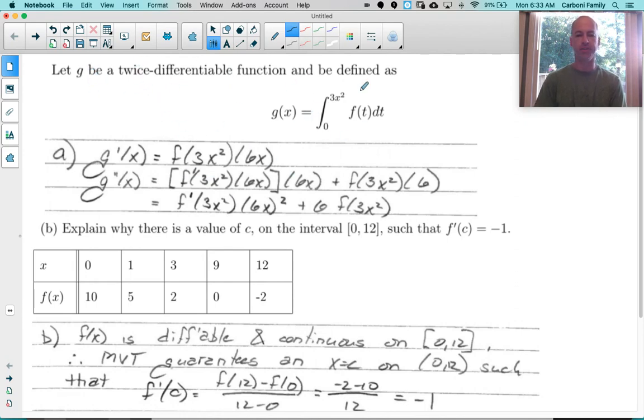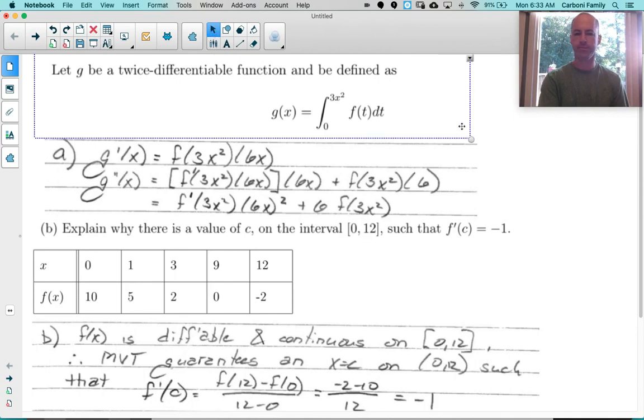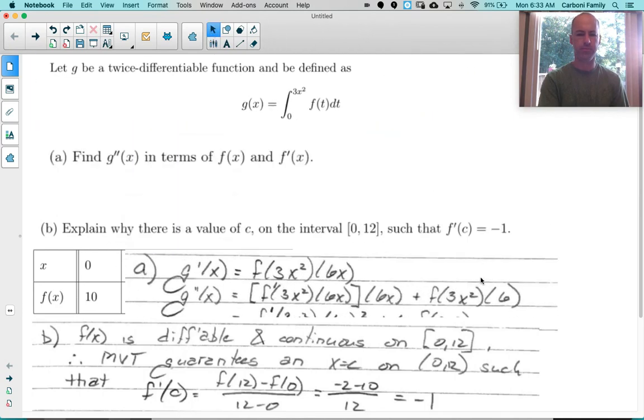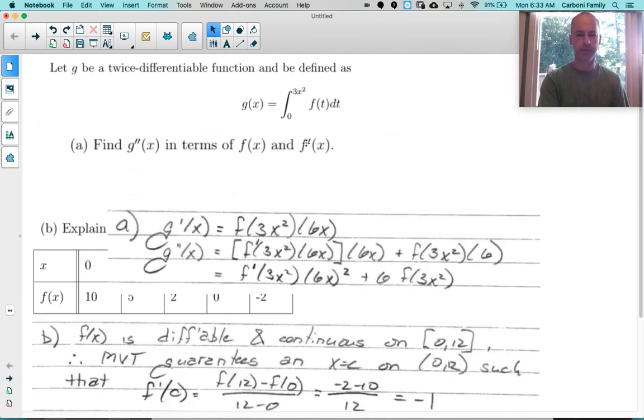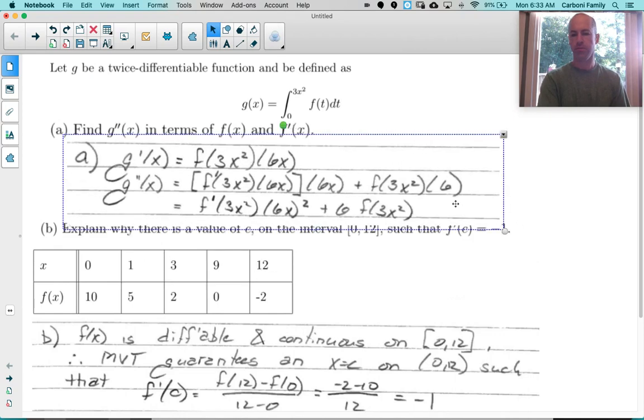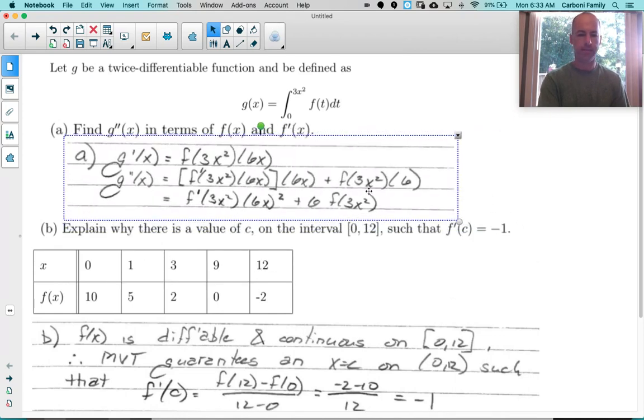So we have the function g here, an integral defined function. They want you to find, where's my question? I hid the question. Oh, the question is to find g prime and g double prime in terms of f and f prime. There it is. I knew it was in here.